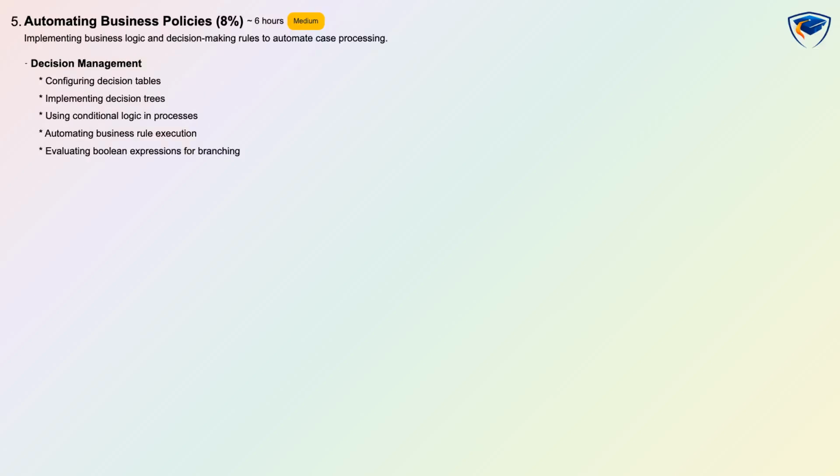Automating business policies carries 8% weight, medium difficulty, and about 6 hours of study with scenario-based assessment. You will configure decision tables and decision trees, apply conditional logic within processes, and automate business rule execution to drive case behavior. The syllabus emphasizes evaluating Boolean expressions for branching and ensuring decisions are deterministic and auditable. Practical exercises will show how decision management integrates with case processing to reduce manual steps.